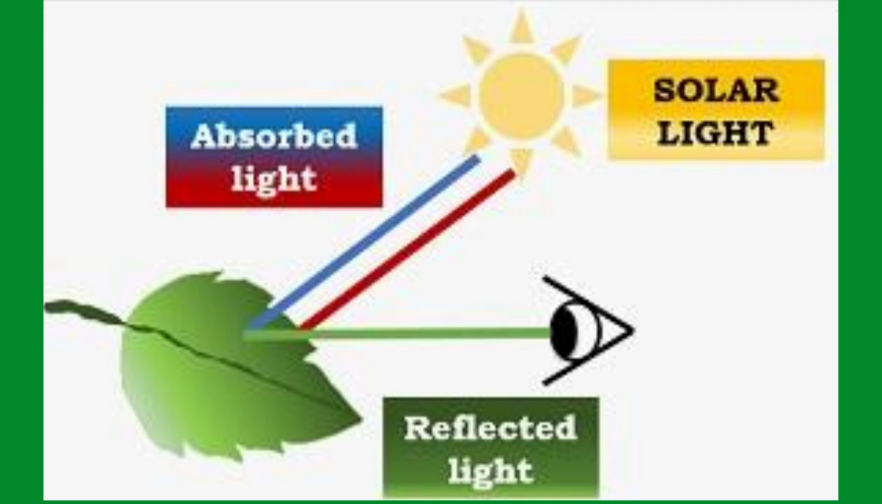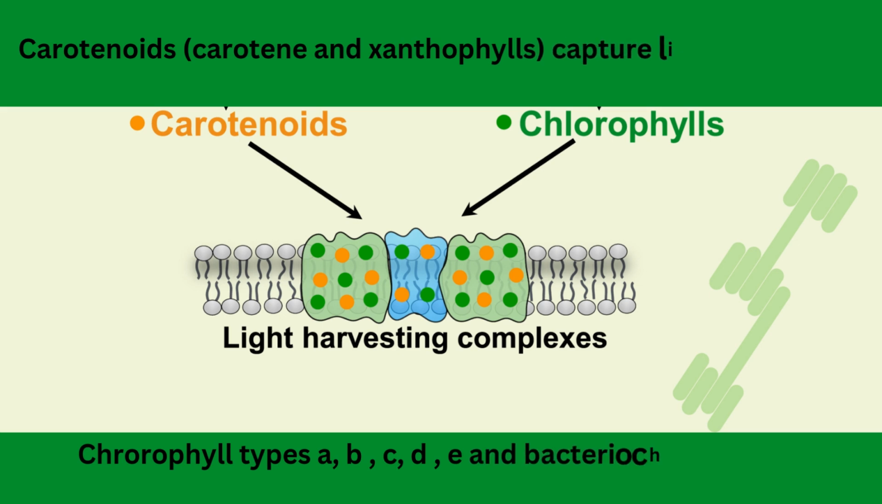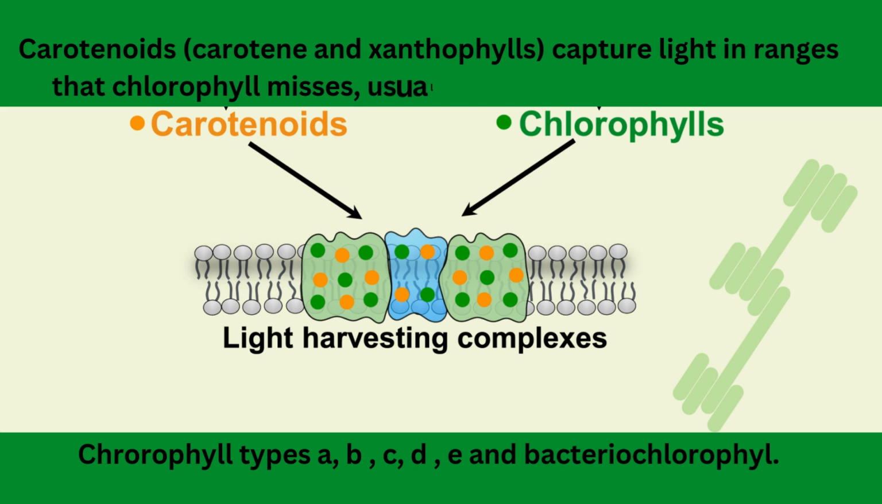Now chlorophyll absorbs mostly violet, blue and red light while reflecting green, and that's why plants appear green to us. Along with chlorophyll, there are accessory pigments called carotenoids, such as carotene and xanthophylls, which capture light in the range that chlorophyll misses, usually between 500 and 600 nanometers.